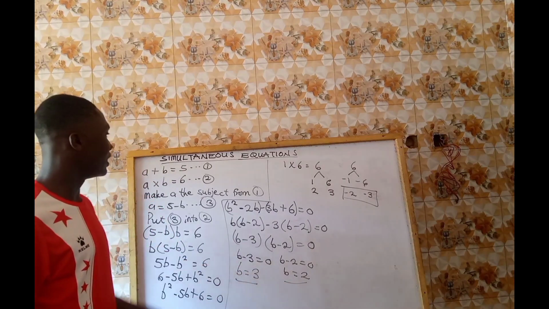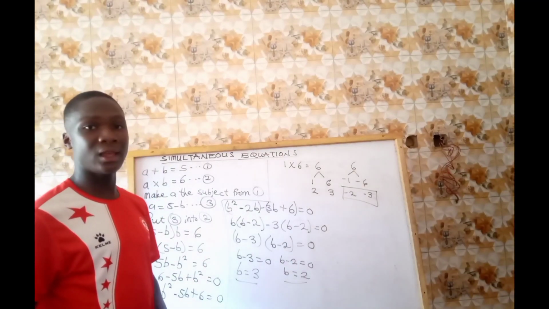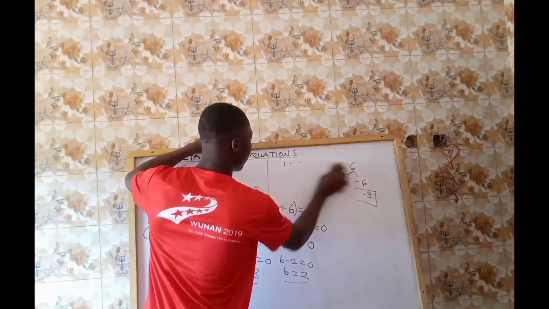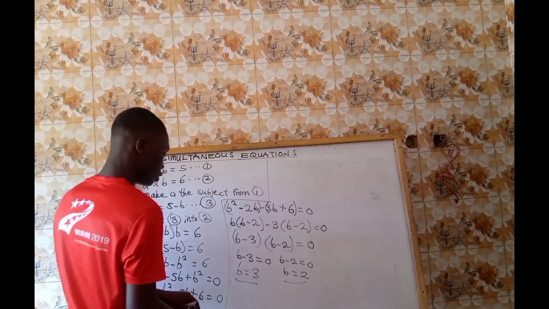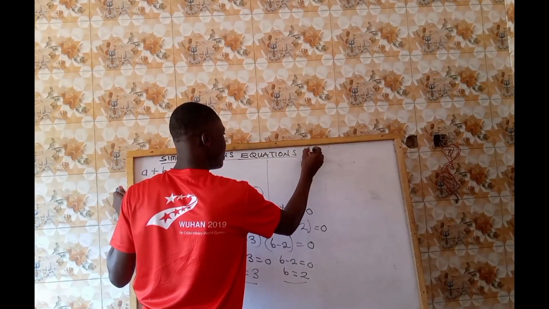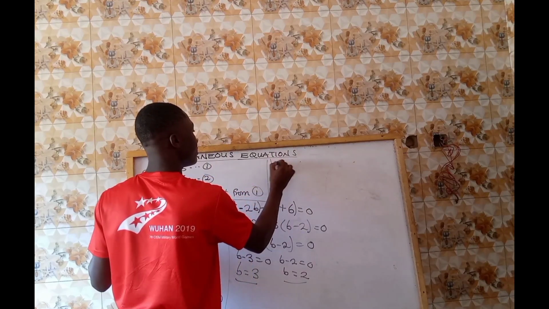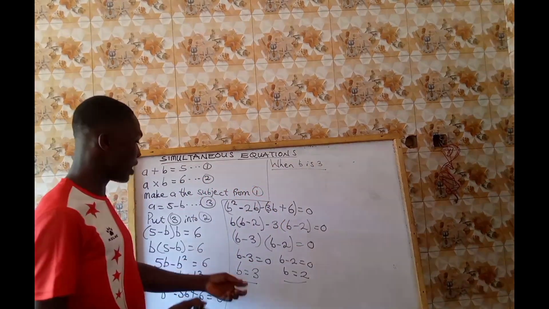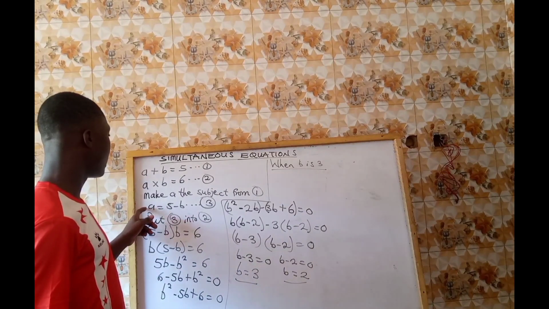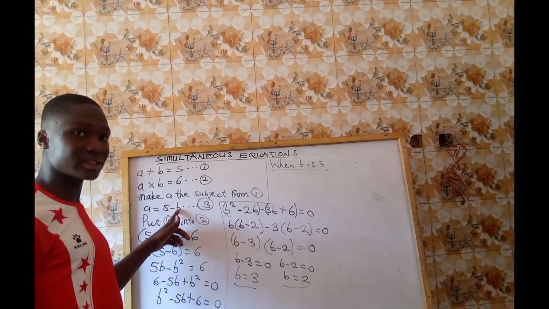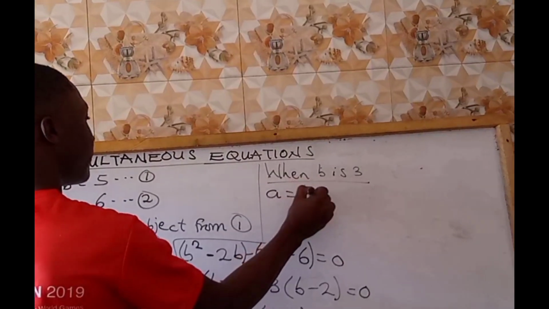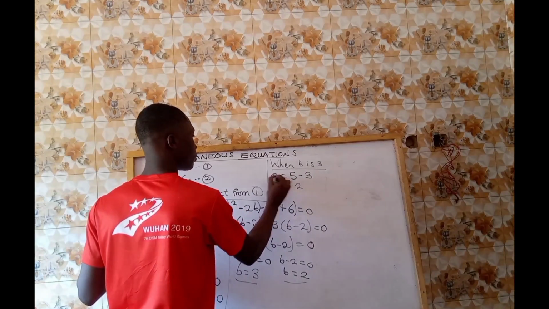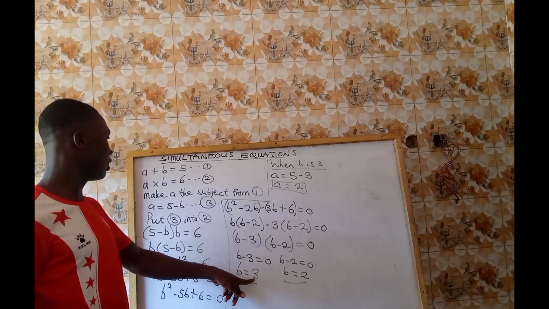We can put the value of b in any of the equations to find the value of a, either equation 1, 2, or 3. So let's choose equation 3. So let's put the value of b into equation 3. So when b is 3, we are using the first value of b. From equation 3, we get a is equal to 5 minus 3 because b is 3. Now a is equal to 2. So when b is 3, the value of a is 2.